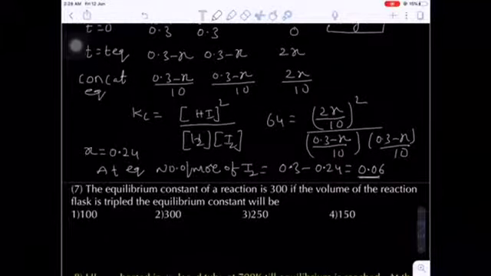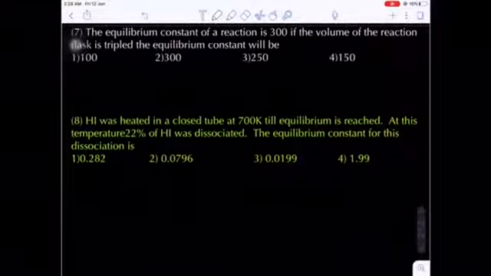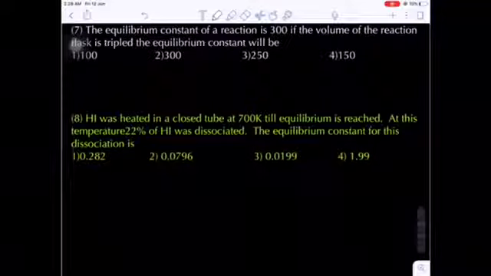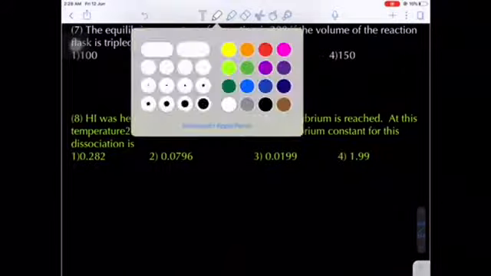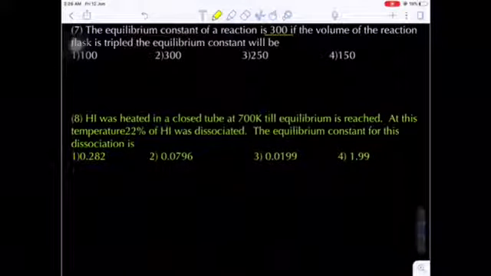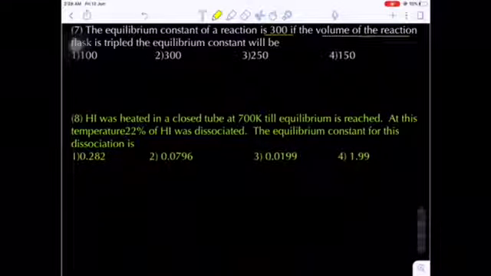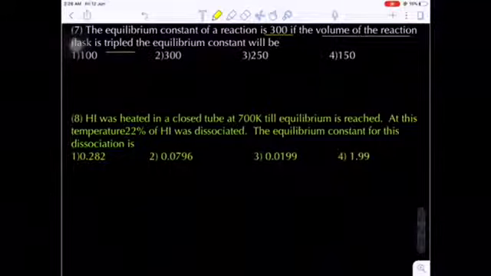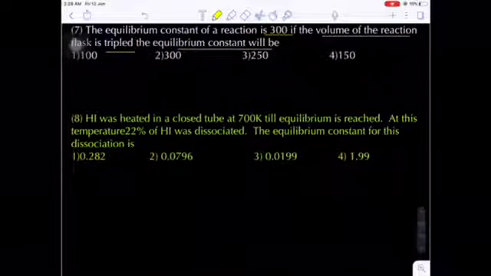0.06 moles. Are you getting my point? Now come to the next question. In this question, the equilibrium constant of the reaction is 300. If the volume of the reaction is tripled, then what about the equilibrium constant?